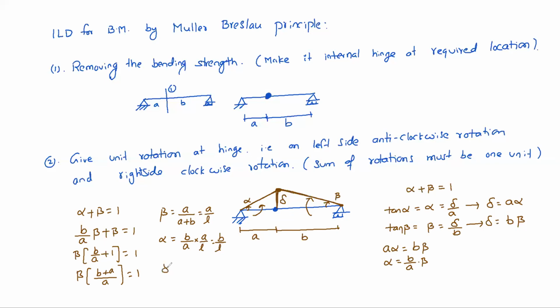So what about delta now? Delta equals A into alpha, where alpha is B by L, so delta equals AB by L. The central height will be AB by L. So we rotate the left portion anti-clockwise by alpha, where alpha equals B by L, and the right portion by beta, where beta equals A by L. This is the process to get ILD for bending moment.